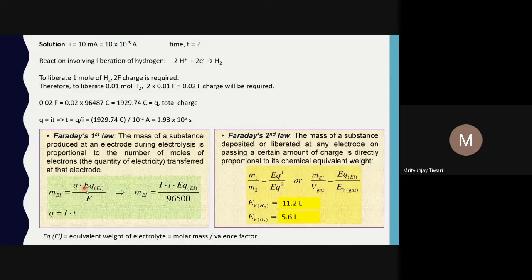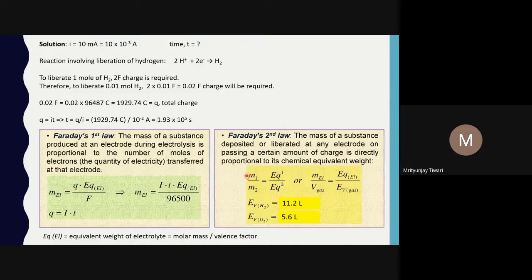And thus these laws are there. If you use the same amount of electricity, the number of equivalents of electrons will be the same. So the same number of equivalents of different metals will be deposited.